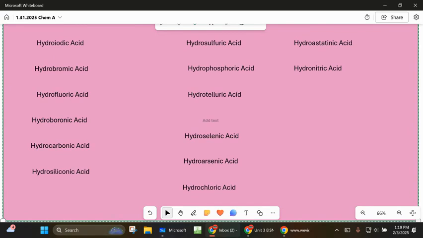So, just like a ternary ionic compound has to involve a polyatomic ion, a polyatomic ion has to be involved in a ternary acid. Now, one of them cannot be. Which one? Which one cannot be involved in a ternary acid? Why?